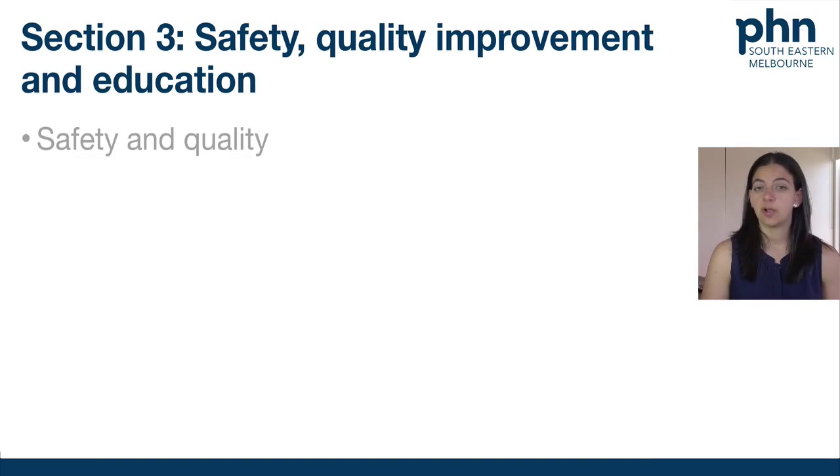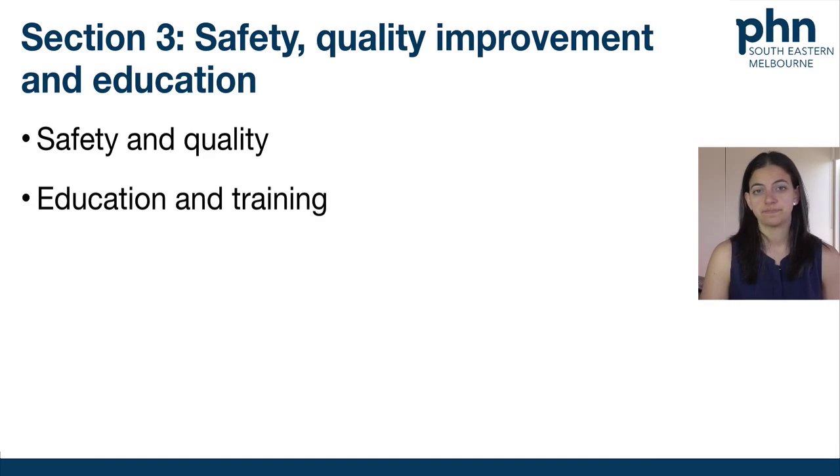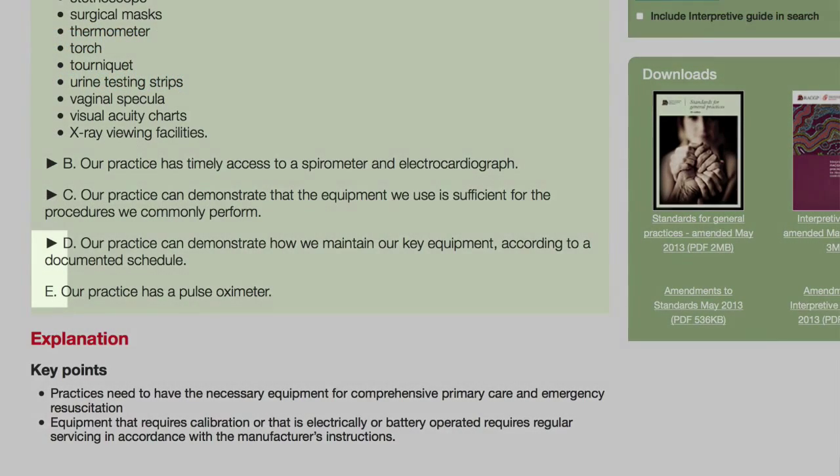In this section, we will take a closer look at key indicators from Section 3 of the RACGP Standards for general practice. This section has two standards, including safety and quality and education and training. Remember, some of the indicators have a triangle, which means that those indicators are required, and those that don't have a triangle are recommended but not essential in order to gain a successful accredited status.